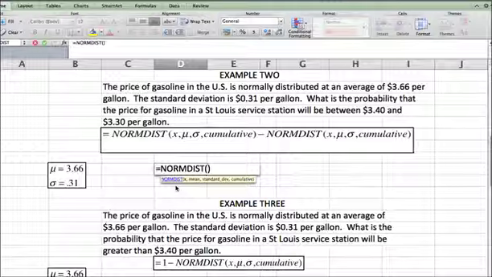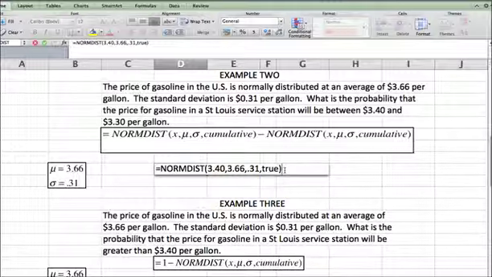The trick here is always start with the larger number. In this case, it would be $3.40, followed by the mean, 3.66, followed by a standard deviation, 0.31, followed by true to say that we want the cumulative number. Then we would then enter on the other side of the parentheses a minus sign, and now we would re-enter normal distribution.